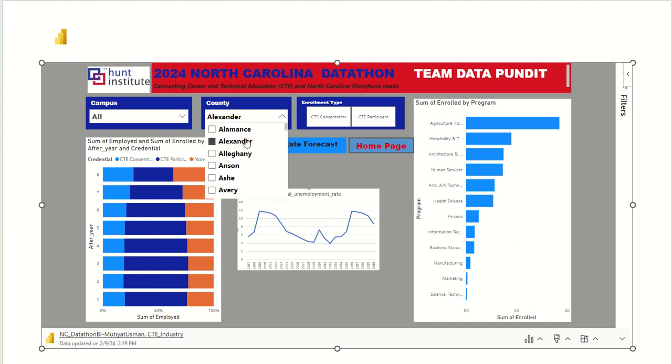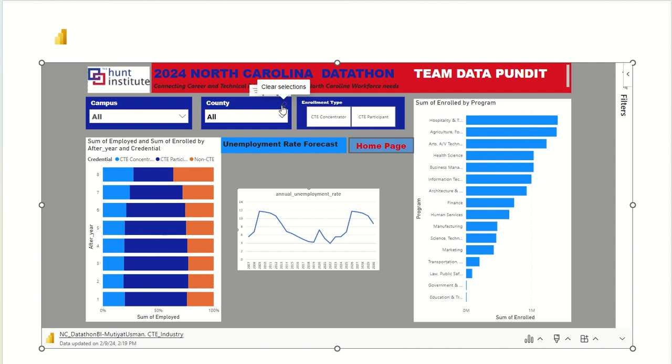So the goal here is to be able to navigate around to tell a story, and we hope that this dashboard is able to help the stakeholders, like Governor Roy Cooper, in looking into areas that have lagged and need to be worked on. And we hope this dashboard is really helpful.